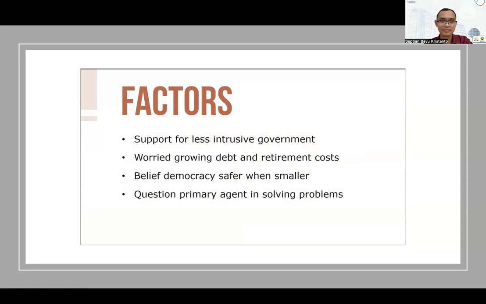Finally, the call for less government was fueled by a general philosophical belief that democracy was safer when government was smaller. Taken together, these forces for change have resulted in movements that call into question the capacity for governments to be the primary agent in solving society's problems.